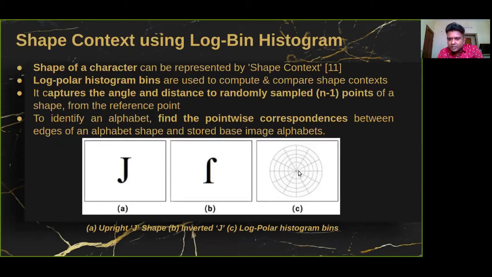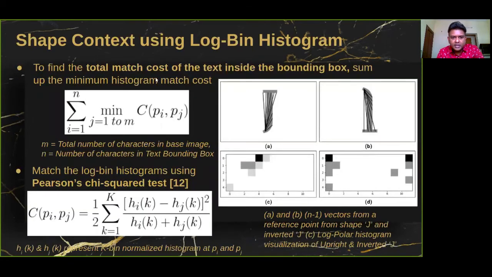So each line will have a different theta and a different radial distance. That means it will fall into different bins. So that represents the shape of J. To compare it with another shape, we can just compare the log bin histogram. If it is similar to J, then the cost will be minimum. So we can use this idea to find the best matching alphabet.